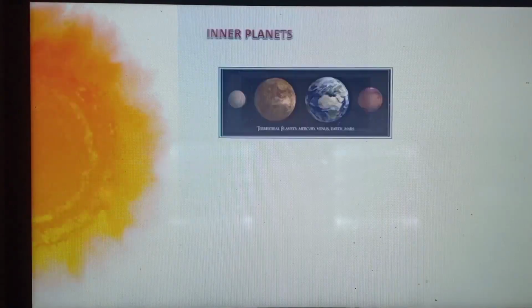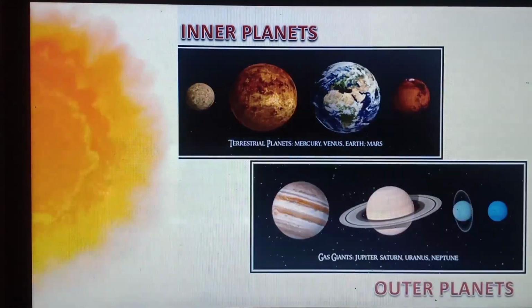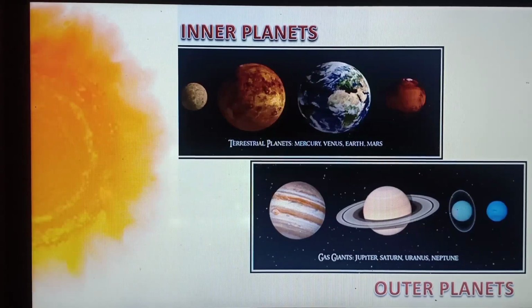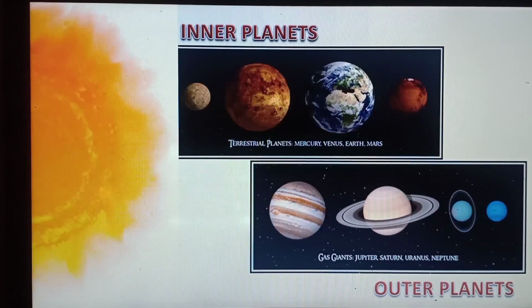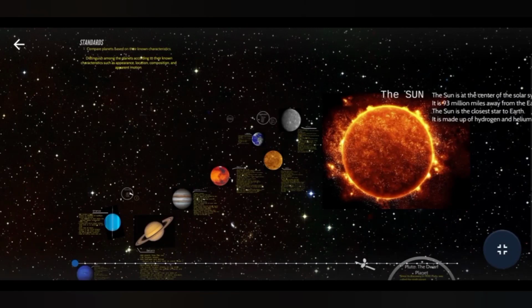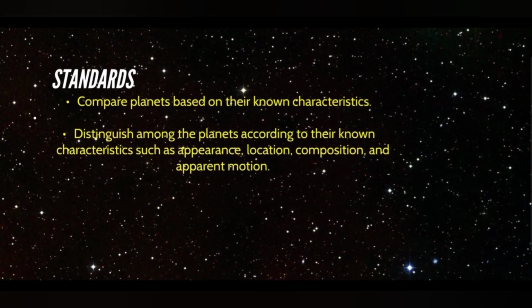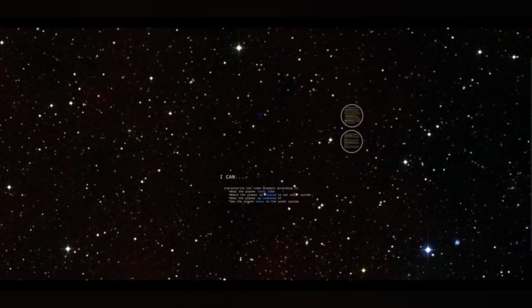Today, or this week, we will discuss the inner planets and the outer planets. First, what are the inner and outer planets? Let us compare based on their known characteristics. Distinguish among the planets according to their known characteristics such as appearance, location, composition, and apparent motion.